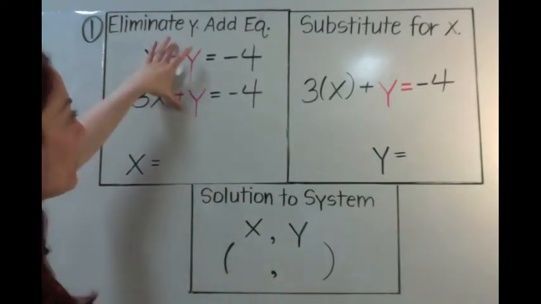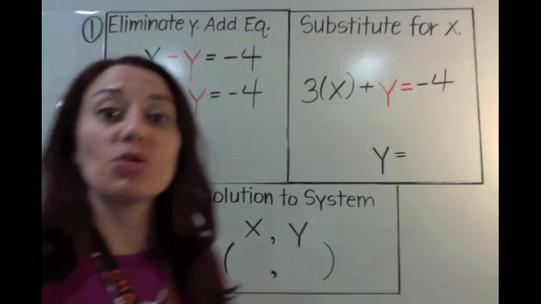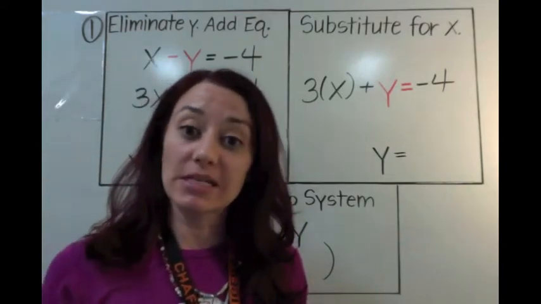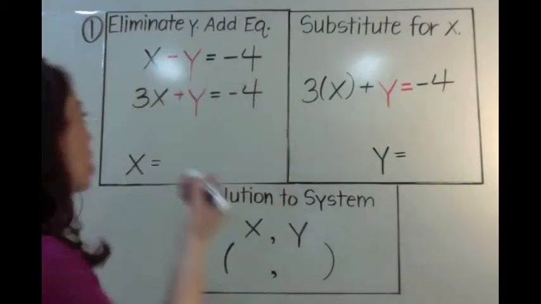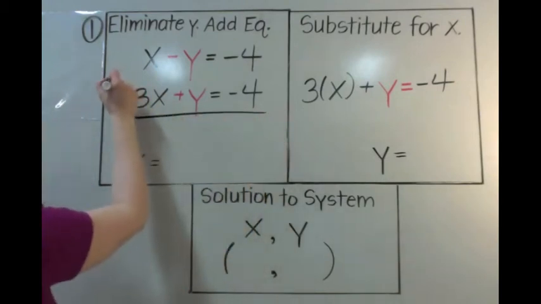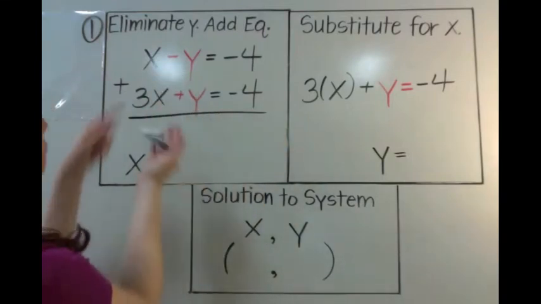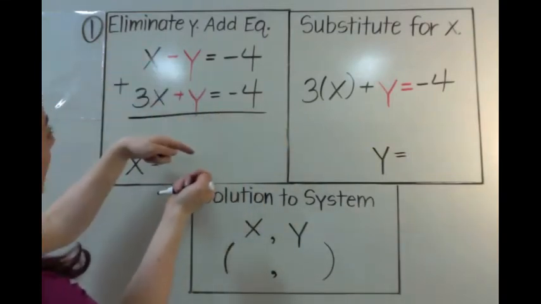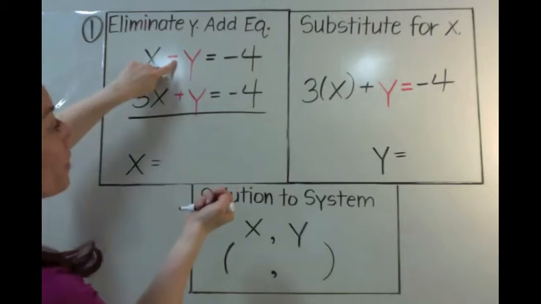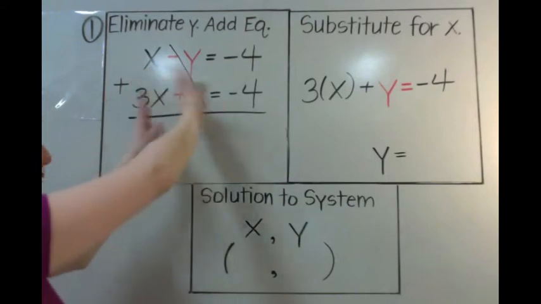We can eliminate y because we have a negative y and a positive y. A negative y and a positive y are going to make 0 if we add them together. So to show that we're adding equations, we're going to put an addition sign. We're going to eliminate y, so we can cross them off because they're opposites. A negative y and a positive y makes 0, and it goes away.